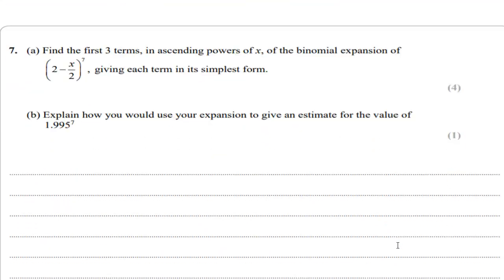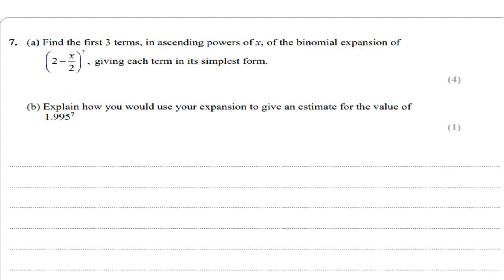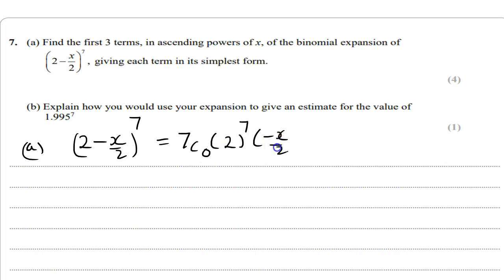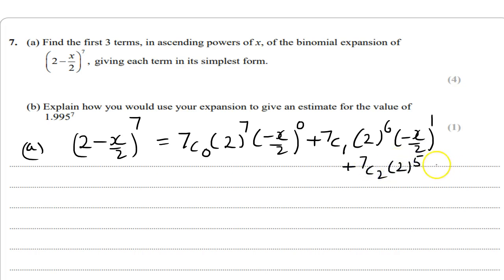Now the seventh question: find the first three terms in ascending powers of x. The question gives us (2 − x/2) to the power 7. Here we are going to use the binomial theorem. So we can write 7C0, first is 2 to the power 7 and then (−x/2) to the power 0. Next will be 7C1, 2 to the power 6 and (−x/2) to the power 1, and the third term will be 7C2, 2 to the power 5 and (−x/2) to the power 2, and so on.